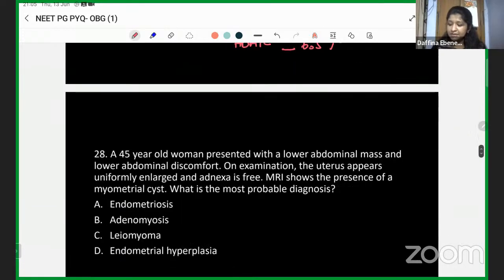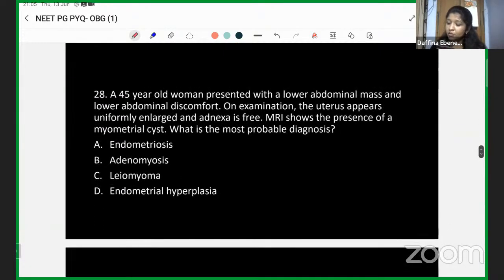A 45-year-old woman presents with a lower abdominal mass and lower abdominal discomfort. On examination, the uterus appears uniformly enlarged and the adnexa is free. MRI shows the presence of a myometrial cyst. Okay, what is the most probable diagnosis? Endometriosis, adenomyosis, leiomyoma, endometrial hyperplasia. What is the answer?